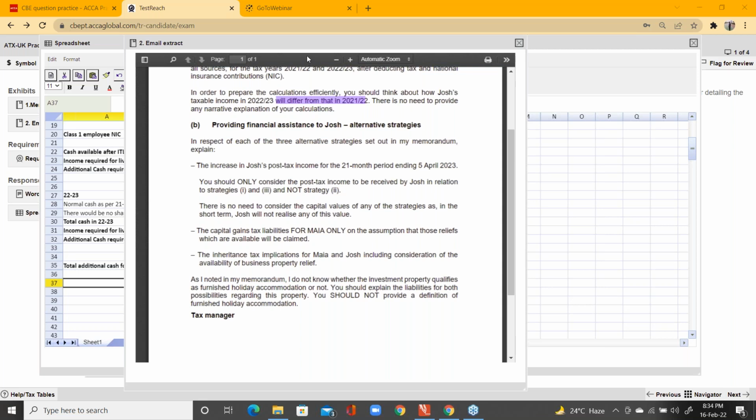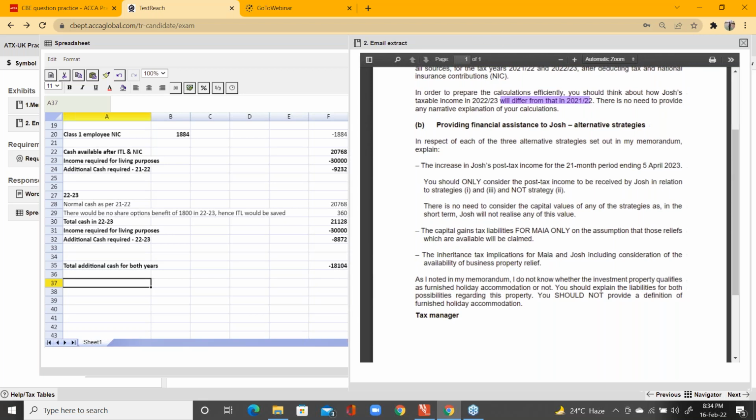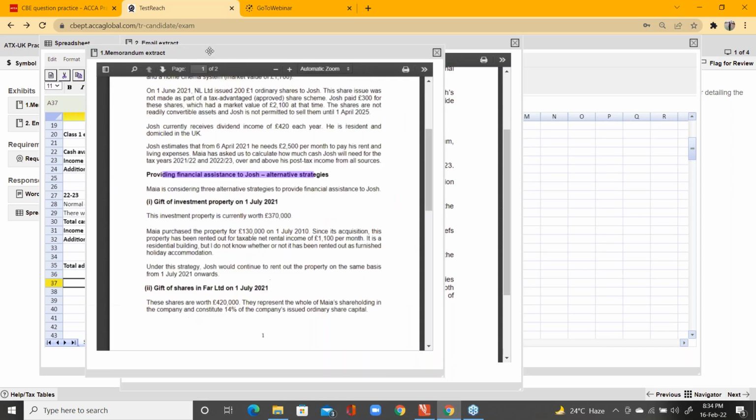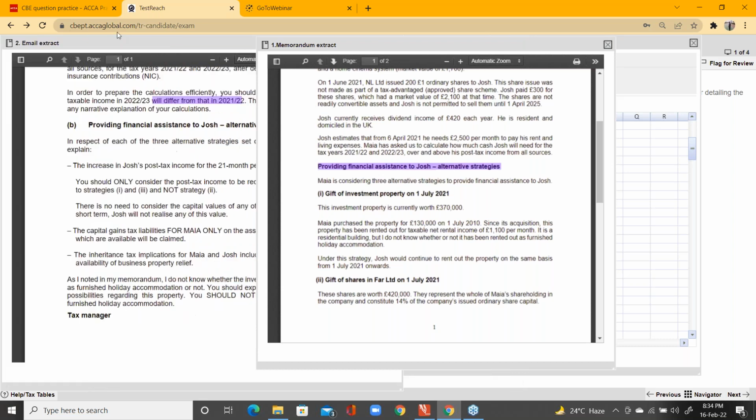Providing financial assistance to Josh, alternative strategies. As you can see, J has a shortage of funds, a shortage of cash for 2 years, and the total amount is 18,104. So in respect of each of the 3 alternative strategies set out in my memorandum, explain. By the way, first of all, read this and then read the email extract. I'm opening both.